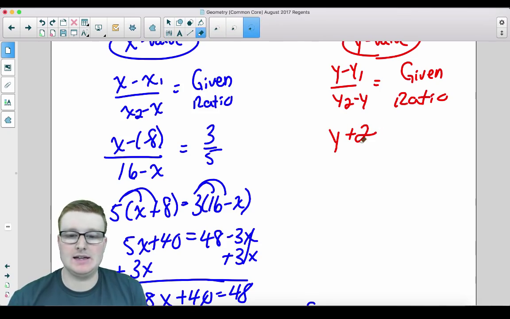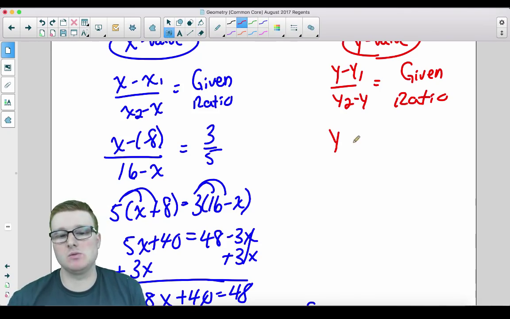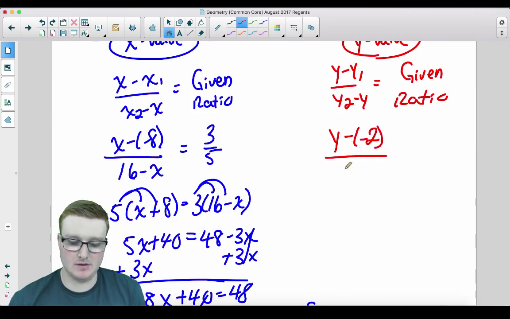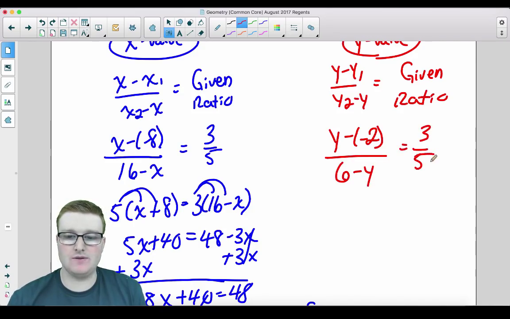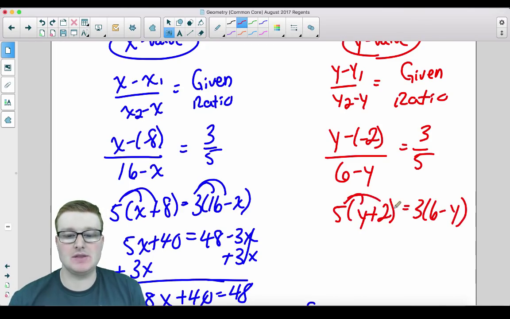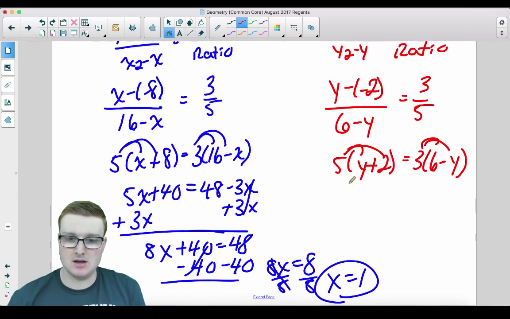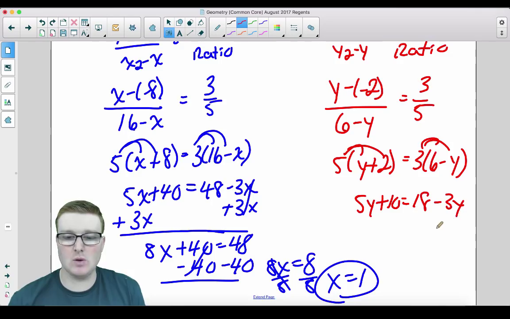Well, it's y minus a negative 2, but I know it will become positive later. Just simplify that. Over 6 minus y equals a given ratio of 3/5. So we get 5 times y plus 2 equals 3 times 6 minus y. Distribute that 5, distribute the 3. You get 5y plus 10 equals 18 minus 3y.